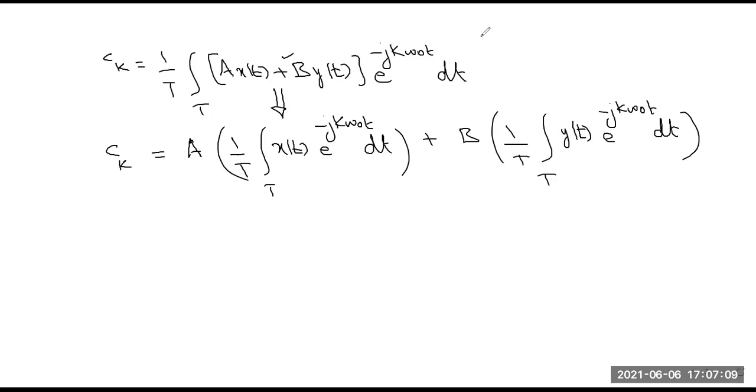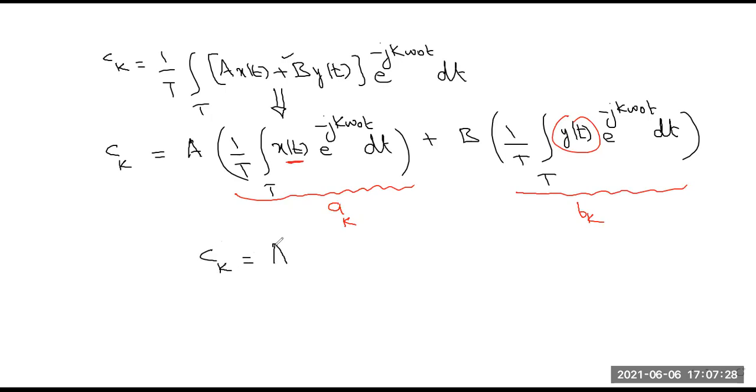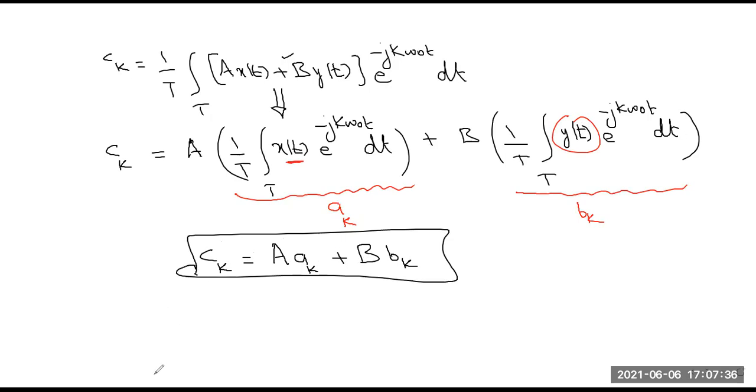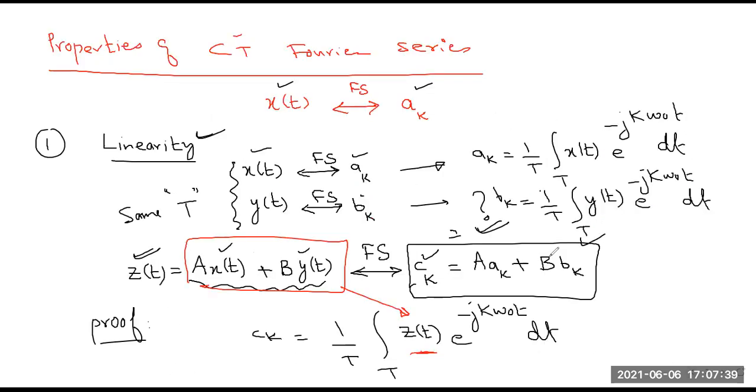And now you can clearly see that this expression is nothing but the Fourier coefficients of the signal x of t, and this is nothing but the Fourier coefficients of y of t, which we represented as b sub k. What we get is c sub k is equal to a times a sub k plus b times b sub k. And this was exactly what we were looking for. So you can see that I have proved this property right in front of you.